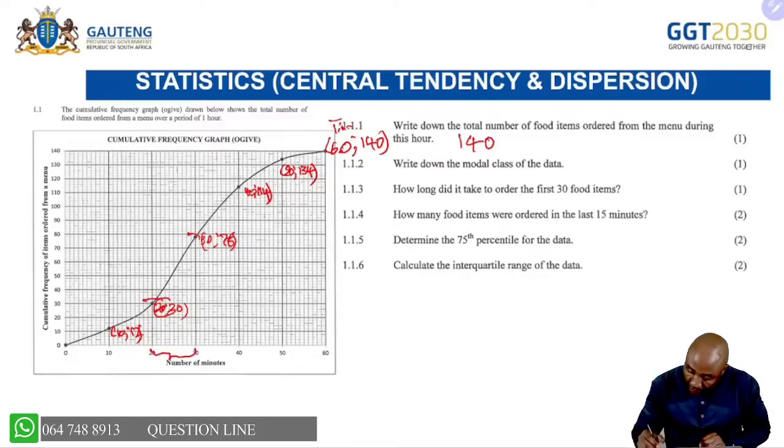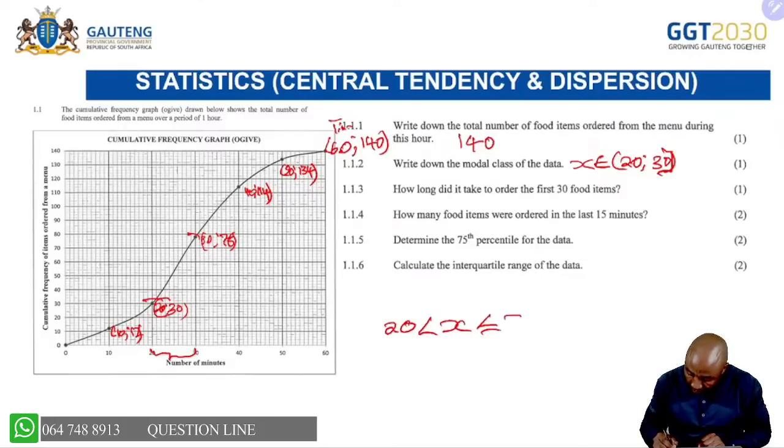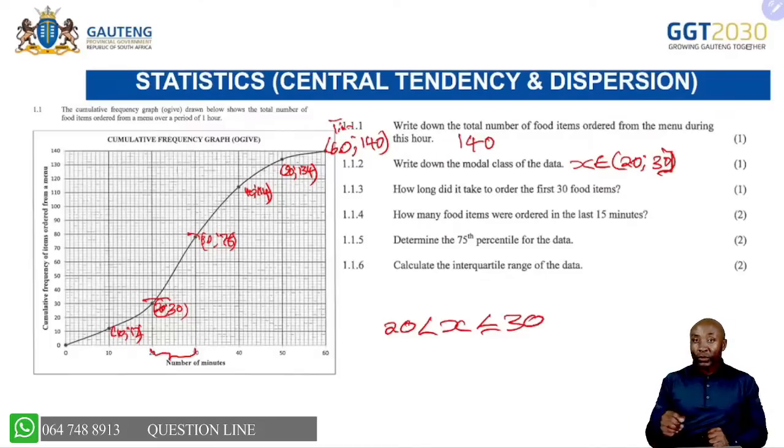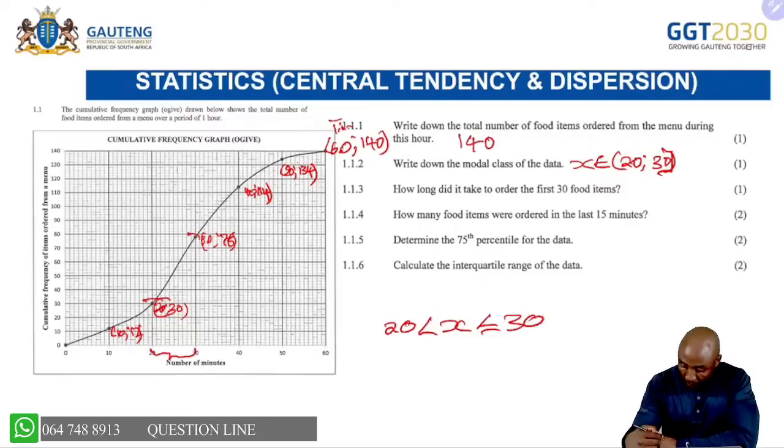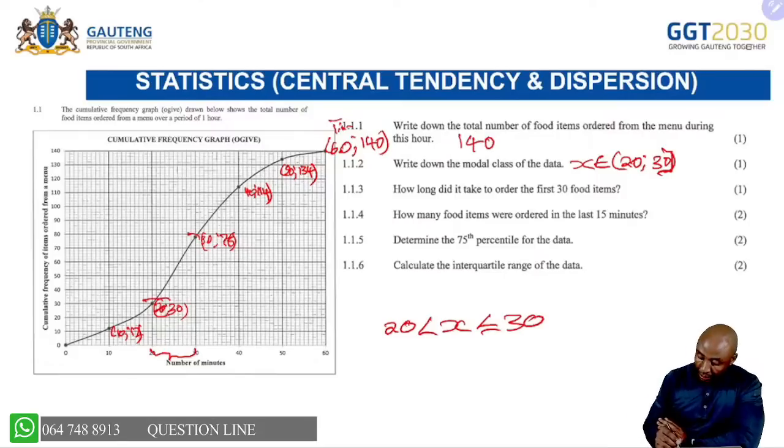So you can give this in interval notation. You can say your x is an element from between 20 and 30. Or you would say it will be given by 20 less than x less than or equal to 30. In this case, because we're not given a table, we don't know how the inequalities were on our table. So you will be marked for any of the intervals that you have given correctly, as long as you have got your minimum as 20 and your maximum as 30.